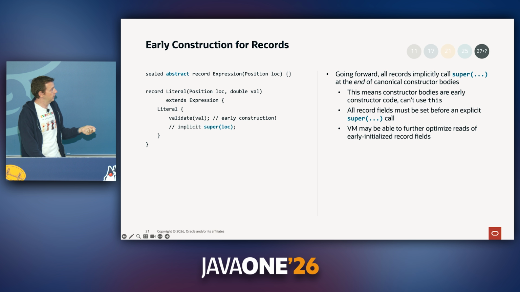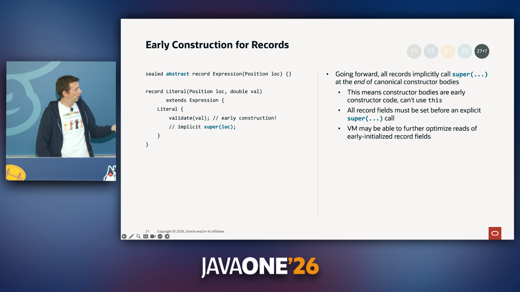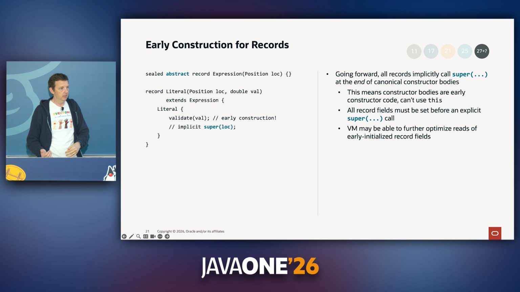One of those benefits, by the way, is that the VM may be able to do optimizations on its interactions with those fields that it couldn't do when they were initialized late, because there's a new integrity guarantee here that the VM can rely on: whenever it reads a field from a record that's compiled in this way, it knows that the result of the read is going to be the same as every future result of the read.